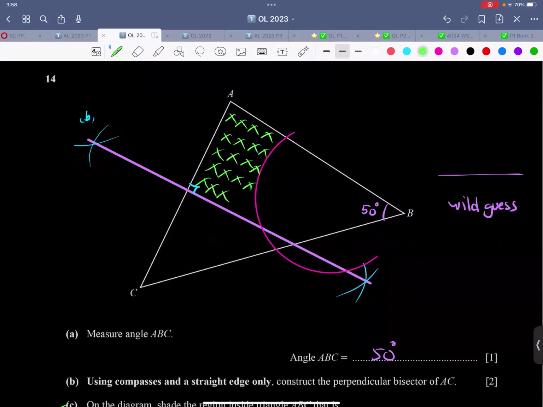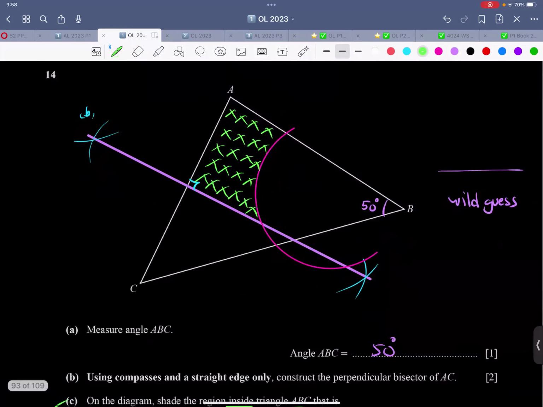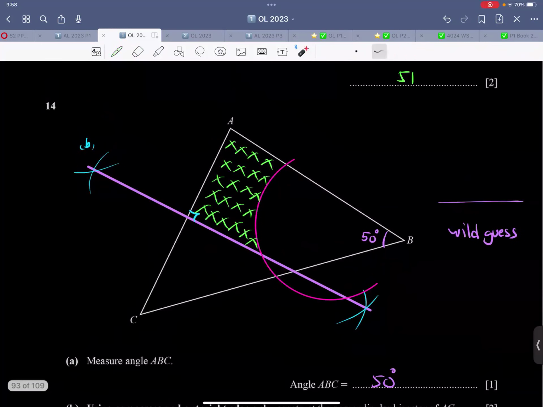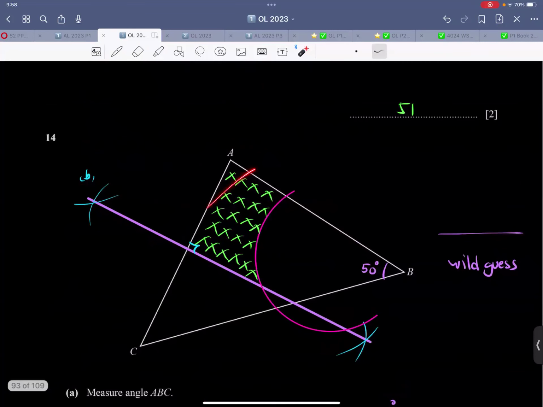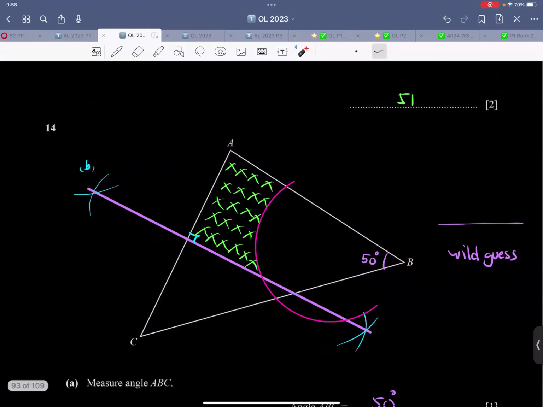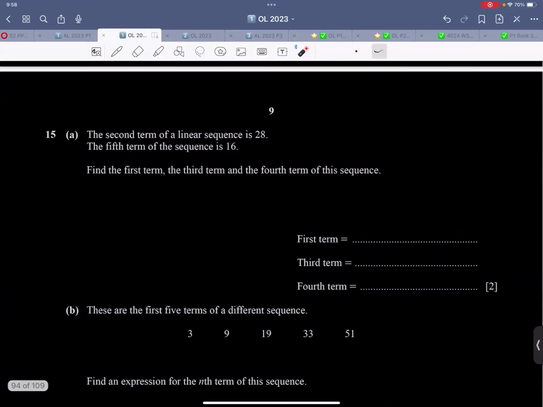Let me repeat this again. First of all, they have asked you for the angle. That's just another standalone question. Then they ask you for the perpendicular bisector for AC, A and C. Then the points closer to A and at the same time more than 6 centimeter from B. So it would be everything over here. But since this is the 6 centimeter circle, it should be outside of this circle. So that's how this is drawn.